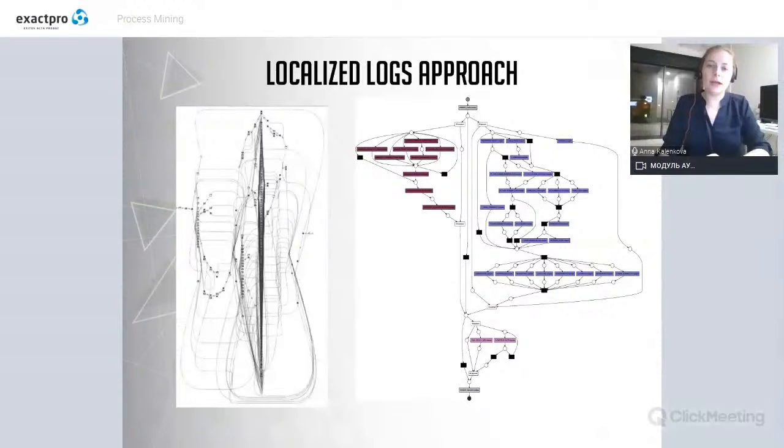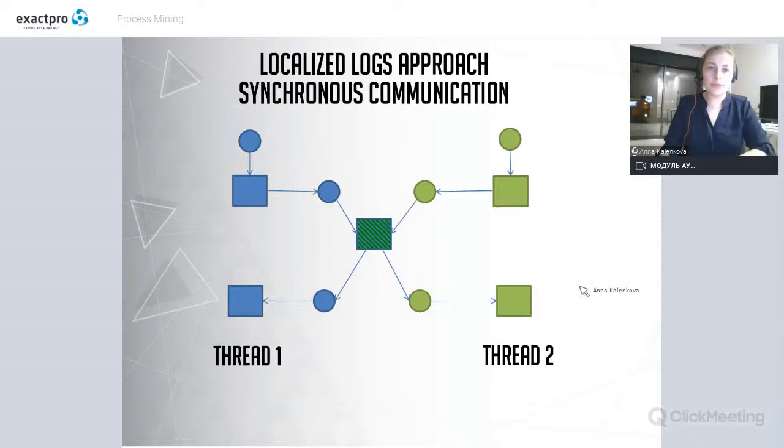We see that actually these processes can be considered independently, and in this case we will get a simpler model with a more general behavior, because now these processes do not depend on each other and can be executed in parallel. And of course we are interested in how this can be applied to software systems. And if we consider software systems, we can also apply this localized logs approach.